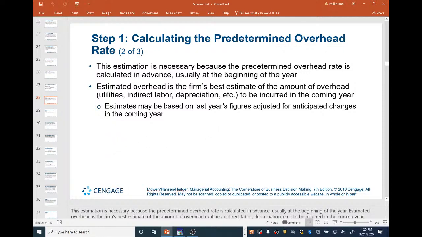So it says here, estimated overhead is the firm's best estimate of the amount of overhead to be incurred in the coming year. So once again, this is the normal costing. We're going to try to just estimate it so we can kind of get a better estimate, okay?